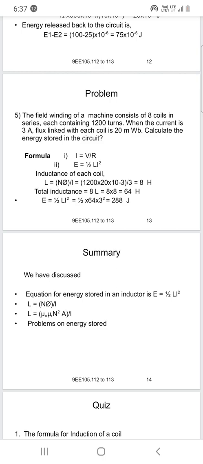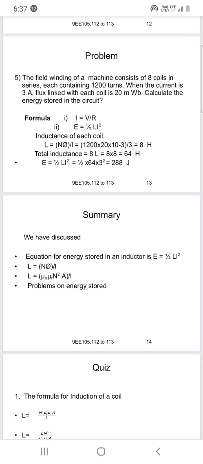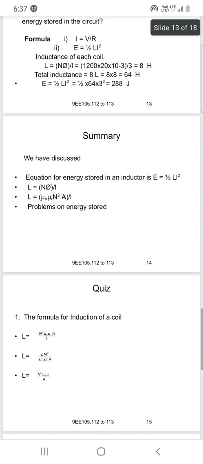Here the relation is L is equal to N into phi by I, and L is equal to mu naught into mu r into N square into A by l, and the equation for the energy stored in the inductance is E equal to half Li square. On this relation we have to solve the problems.